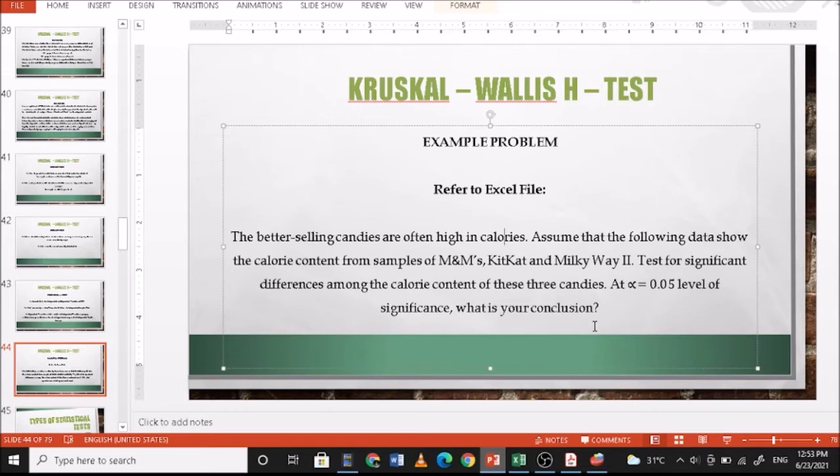What is your conclusion? So our null hypothesis is that there is no significant difference among the calorie content of these three candies. Our alternative hypothesis is that there is a significant difference between the three candies. Your level of significance is 0.05. Our test statistic is now the Kruskal-Wallis H test.